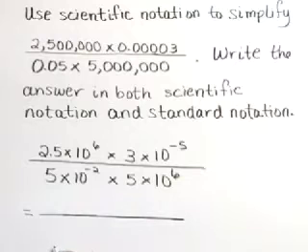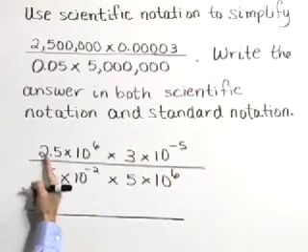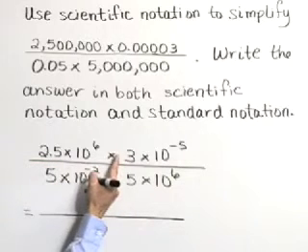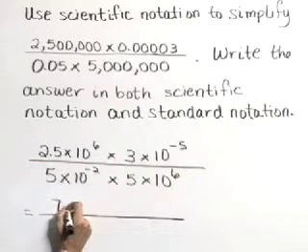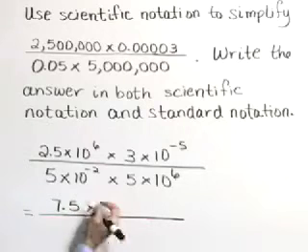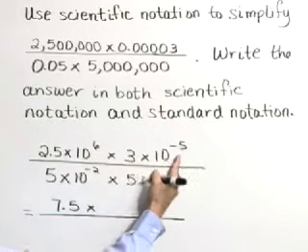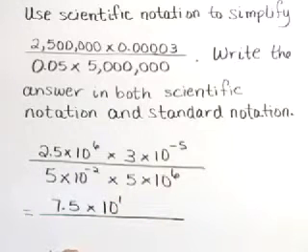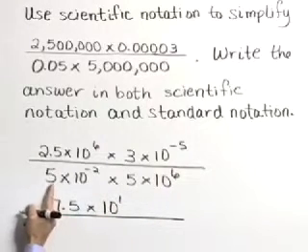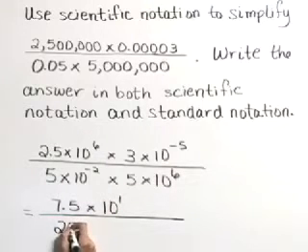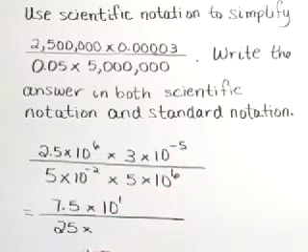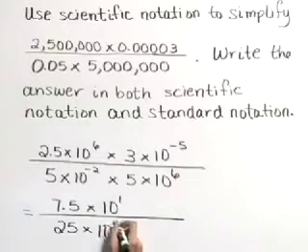Now let's begin to multiply. We can multiply these factors in any order that we choose. So let's start with the 2.5 times 3, which is 7.5. 10 to the 6th times 10 to the 5th, adding exponents, is 10 to the 1st power. In the denominator, 5 times 5 is 25, times 10 to the negative 2 times 10 to the 6th, adding exponents, is 10 to the 4th.